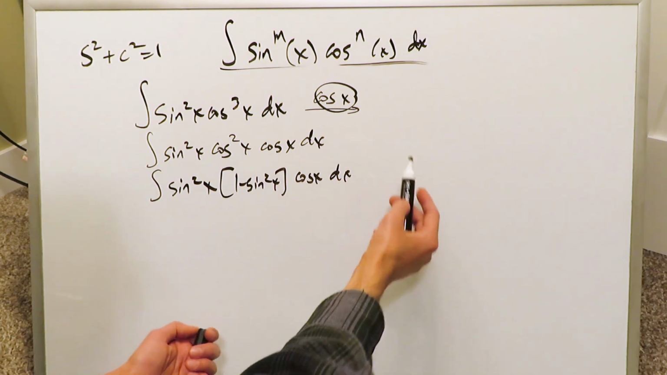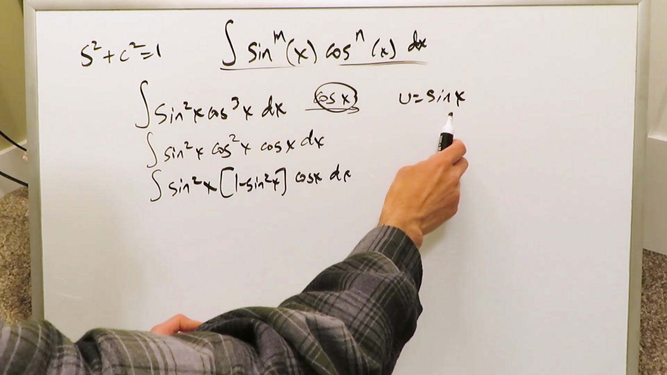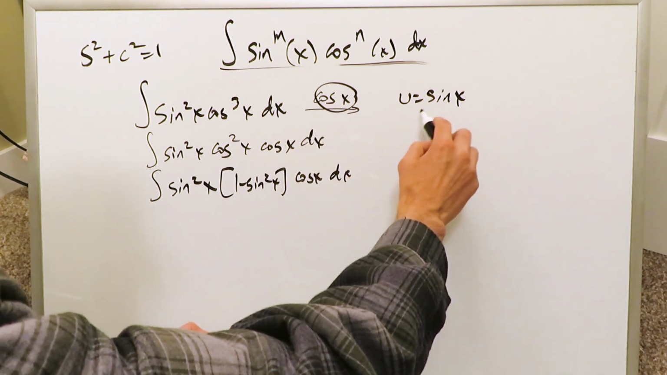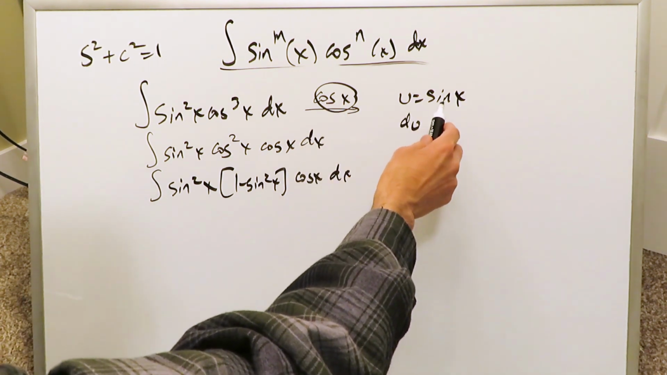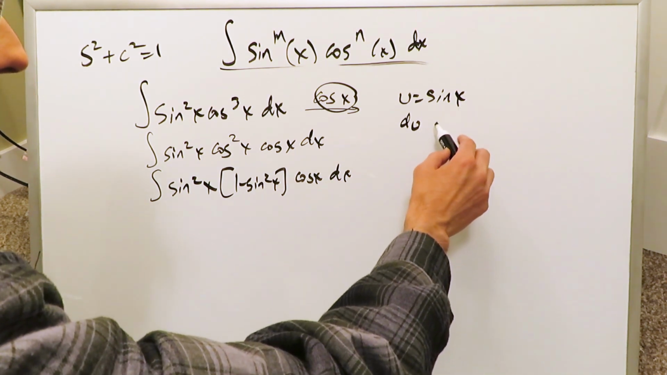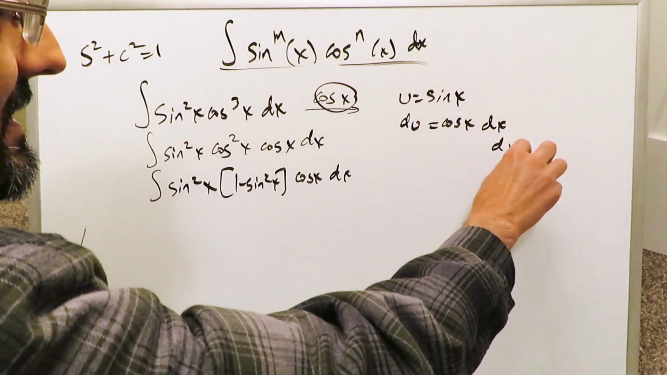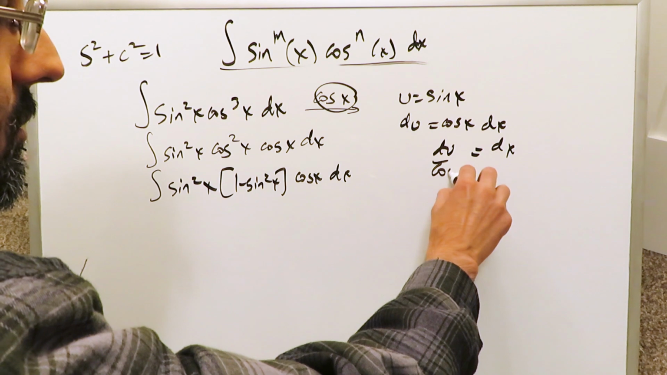We have to use polynomial substitution. If u is equal to sine x, how do I know I'm using u equals sine x? Because I must cancel out the cosine x. And the only way I can do that is to make u into a sine x, and then it'll bring in the cosine x in terms of the derivative. du is equal to cosine x dx, and dx is equal to du over cosine x.